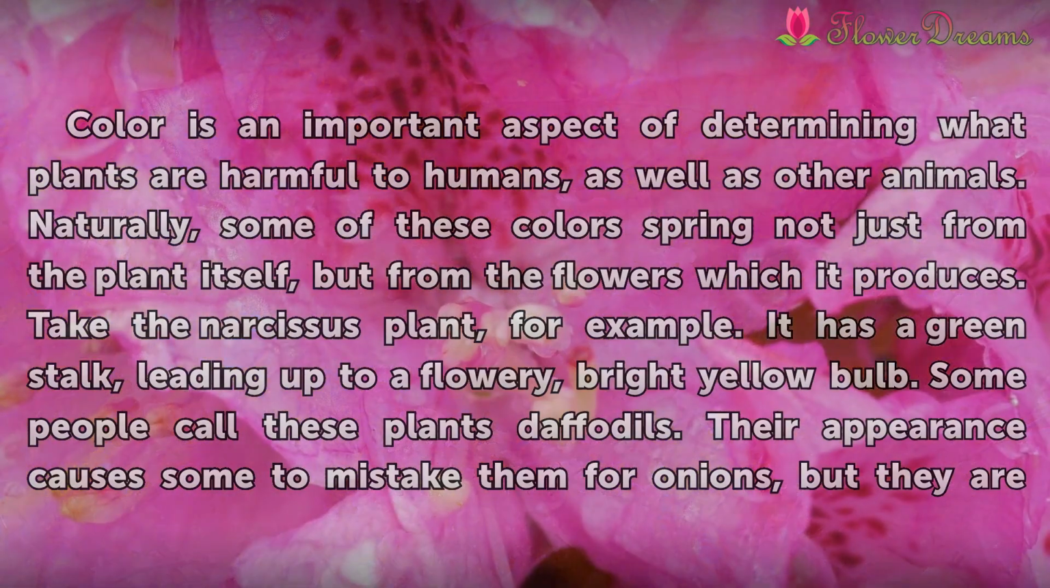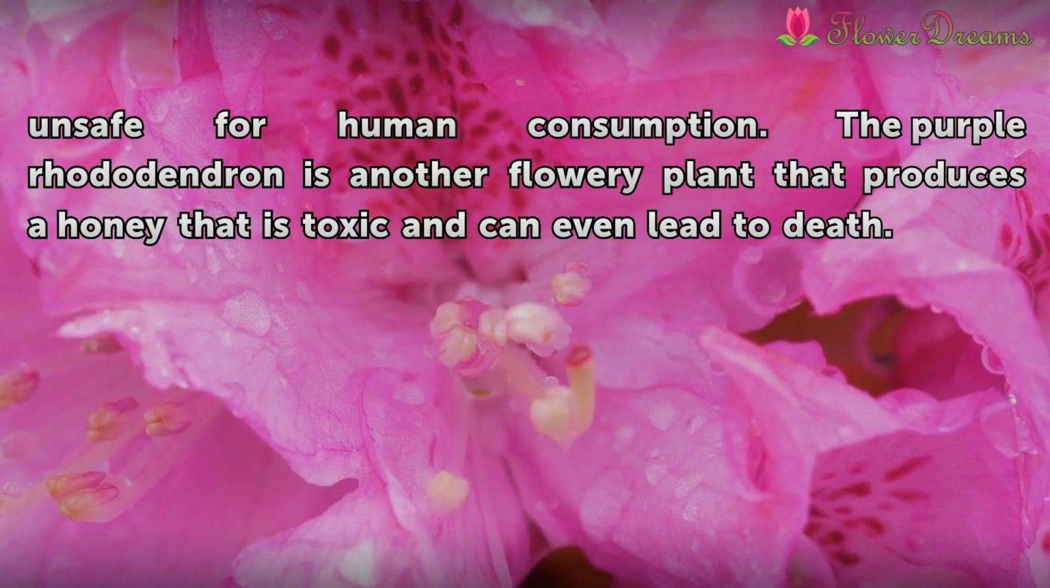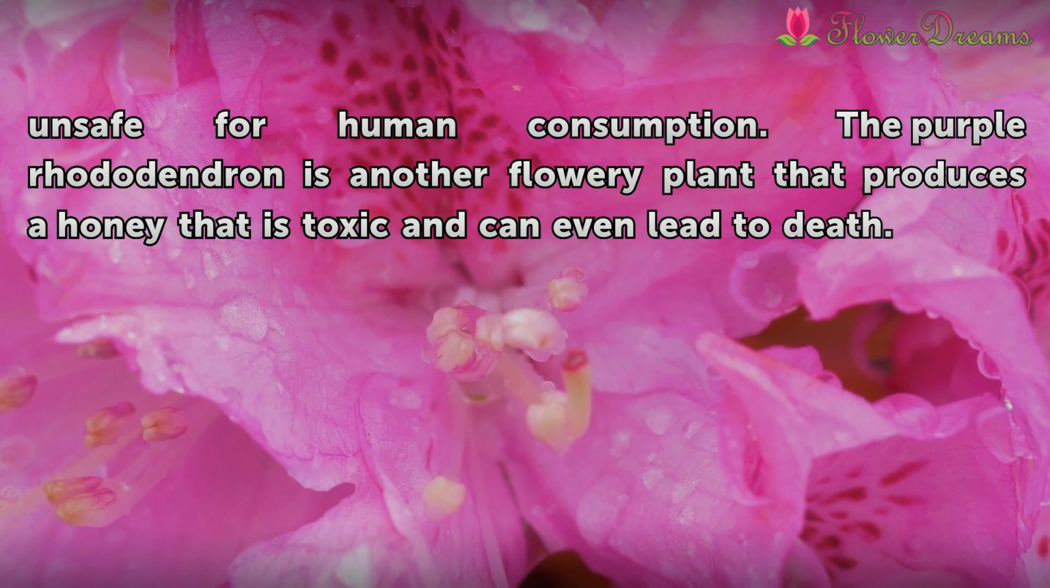Their appearance causes some to mistake them for onions, but they are unsafe for human consumption. The purple rhododendron is another flowery plant that produces a honey that is toxic and can even lead to death.